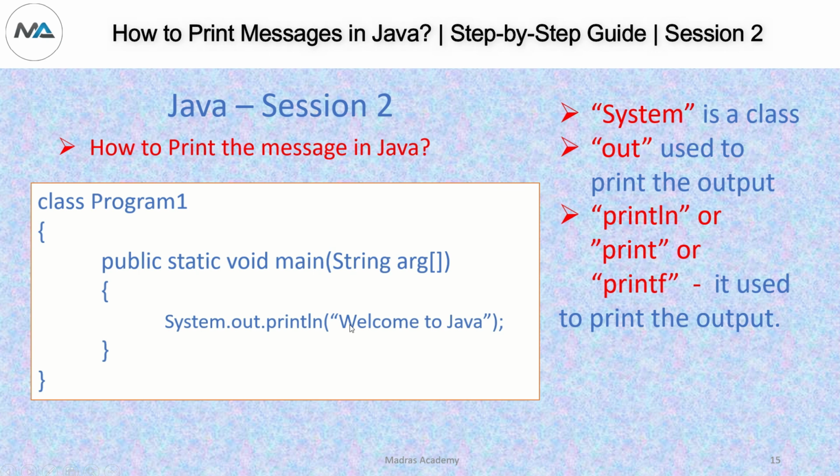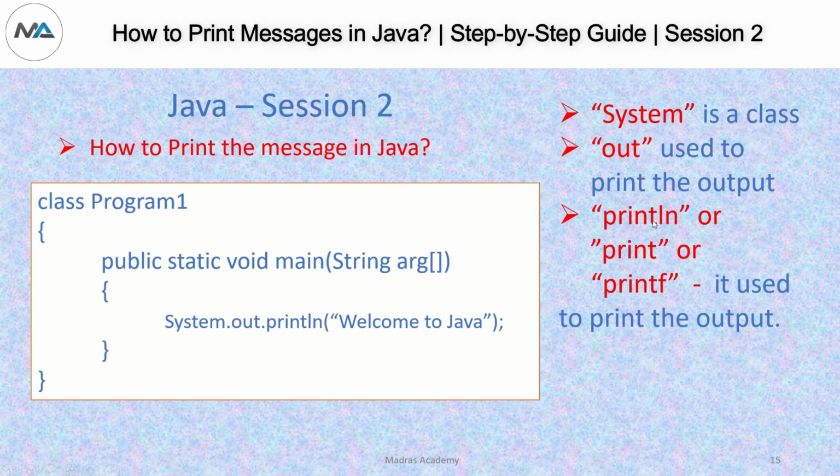Okay, and then we need to print the message, right? So for that we are using the println method. In that class we have the out keyword as well as the println method. Using that println, within parenthesis in double quotation, whatever message you write, that message will display. Here you can use println or print or printf. And what is the difference between println, print and printf? Everything we'll see in a practical session.